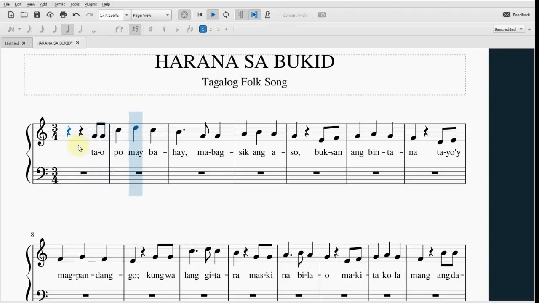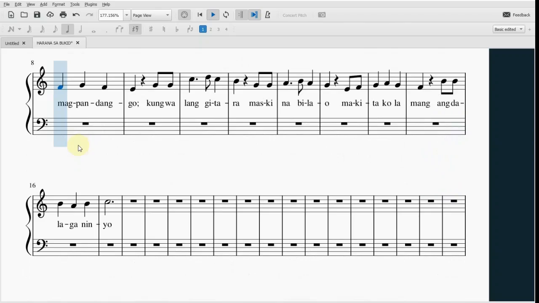Tao po may bahay, mabagsik ang aso, buksan ang bintana, tayo'y magpandanggo. Kung walang gitara, maski na bilao, makita ko lamang ang dalaga ninyo.